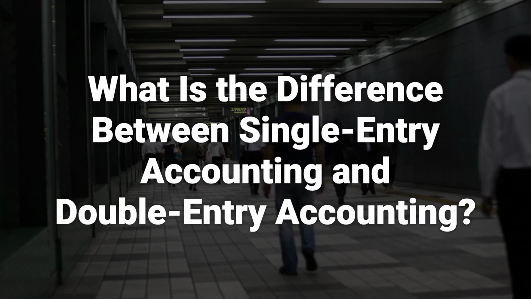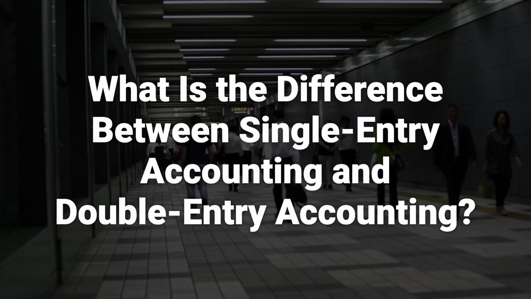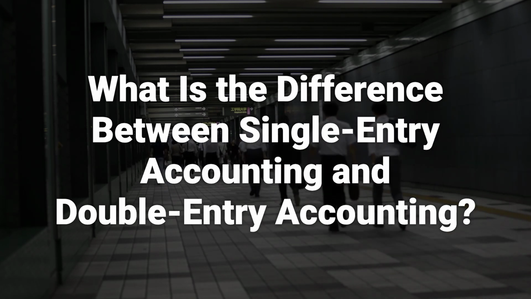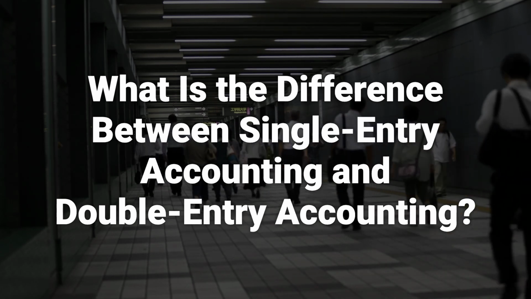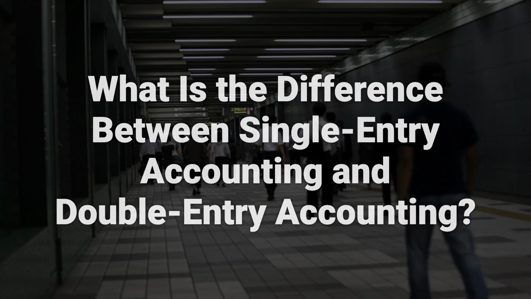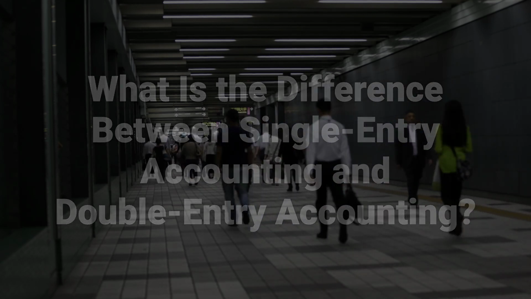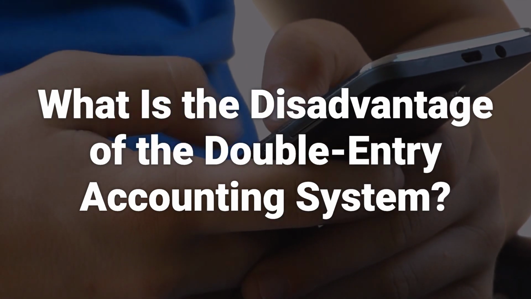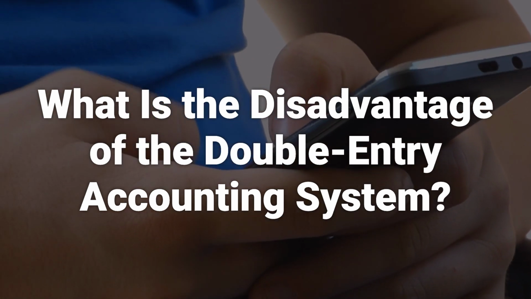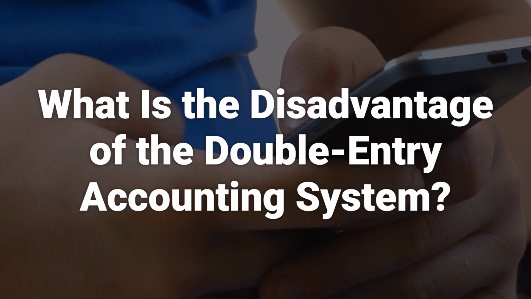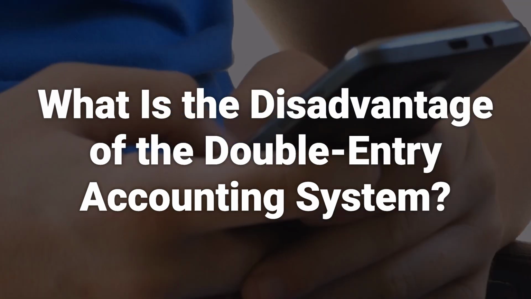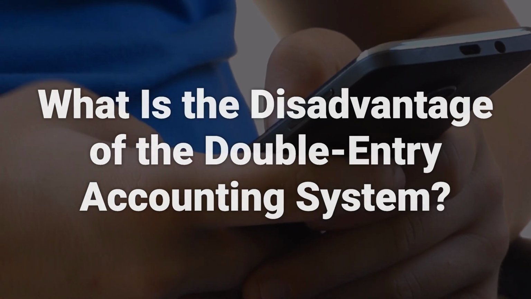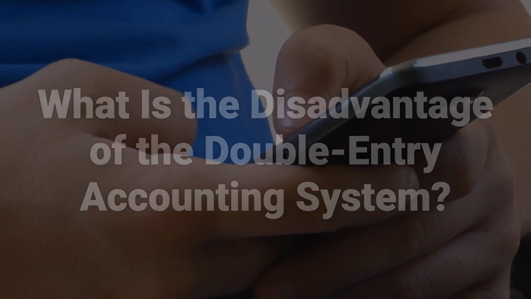In single-entry accounting, a business records each transaction in only one account, while double-entry accounting records each transaction in at least two accounts, providing a holistic view of a company's transactions and financial picture. The primary disadvantage of the double-entry accounting system is that it is more complex. It requires two entries to be recorded when one transaction takes place, and mathematically, debits and credits always have to equal each other.